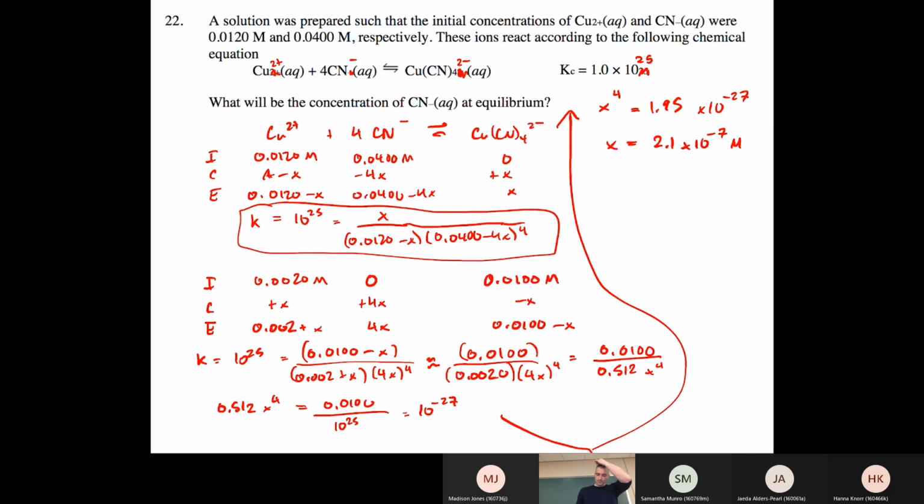All right. So x is a small number. The actual question says, what's the concentration of cyanide at equilibrium? Cyanide, you can see here, is going to be 4x. The concentration of cyanide at equilibrium, 4x equals 8.4 times 10 to the minus 7 molar.